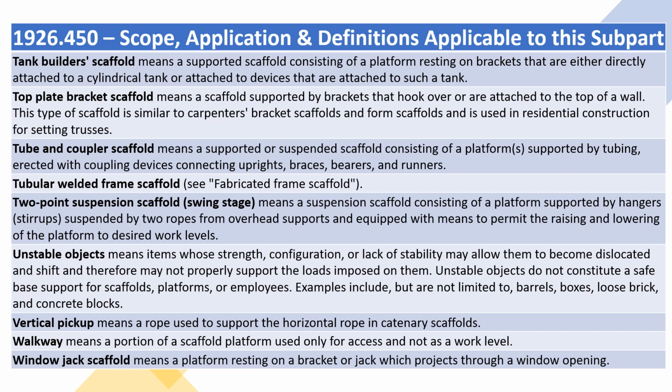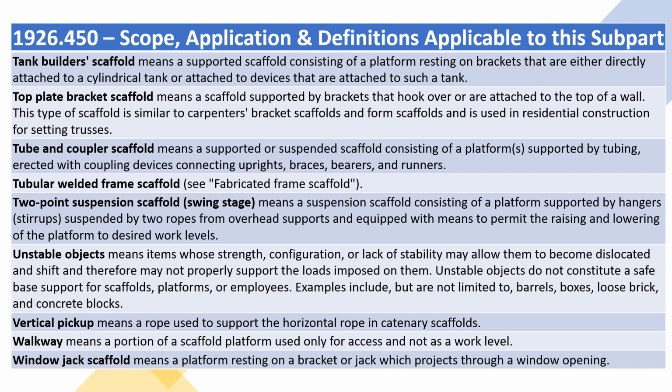Two-point suspension scaffold, swing stage, means a suspension scaffold consisting of a platform supported by hangers, stirrups, suspended by two ropes from overhead supports and equipped with means to permit the raising and lowering of the platform to desired work levels. Unstable objects means items whose strength, configuration, or lack of stability may allow them to become dislocated and shift and therefore may not properly support the loads imposed on them. Unstable objects do not constitute a safe base support for scaffolds, platforms, or employees. Examples include, but are not limited to, barrels, boxes, loose brick, and concrete blocks.